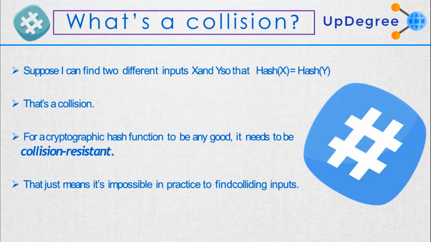So let's understand what a collision is. That means I have two different inputs, x and y, such that hash of x is equal to hash of y. That's a collision. But a cryptographic hash function is collision resistant. That means it's impossible to find colliding inputs. For example, a black cat crosses the road and a black cat runs across the road, or a black cat crosses the road and a white cat crosses the road, it's all different. For every input, there is a unique output. That's the beauty of this. There's absolutely no collision. It's completely collision resistant.